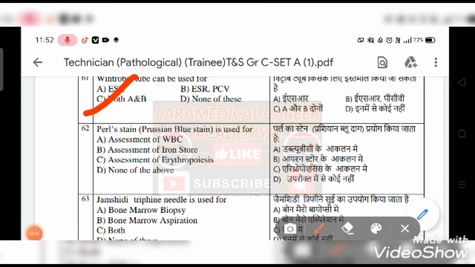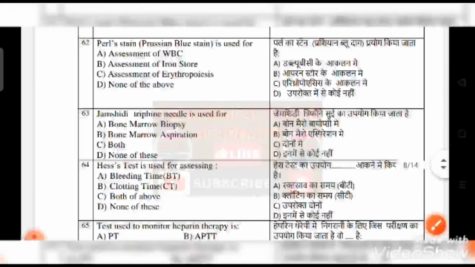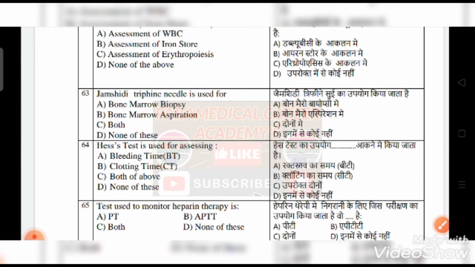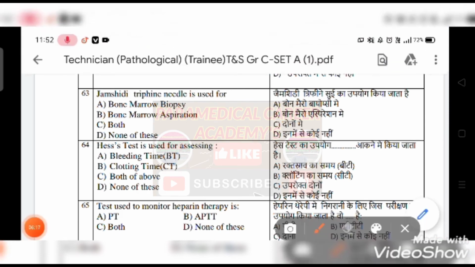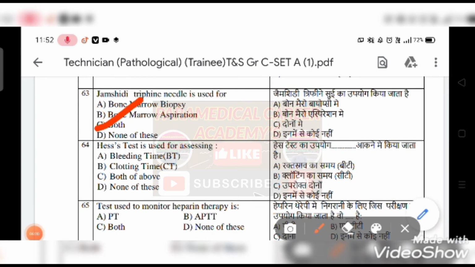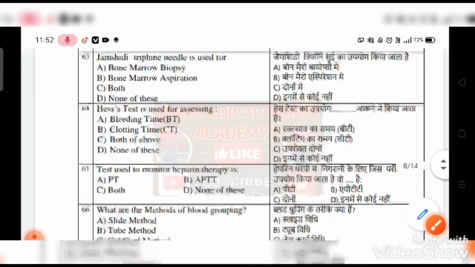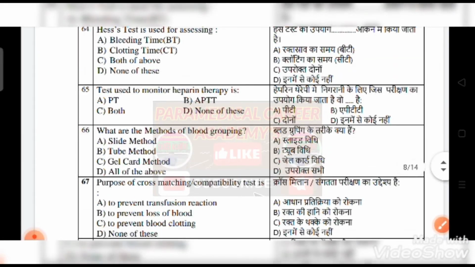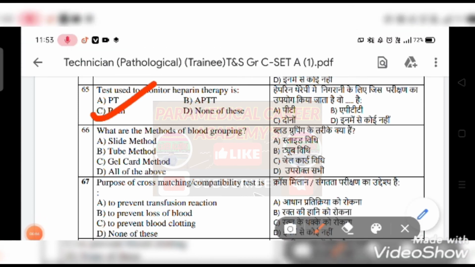62nd question. Perls stain, Prussian blue stain is used for, answer is B, assessment of iron store. 63rd question. Jamshidi needle is used for, answer is C, both. 64th question. Ivy's test is used for assessing, answer is A, bleeding time BT. 65th question. Test used to monitor heparin therapy is, answer is C, both.